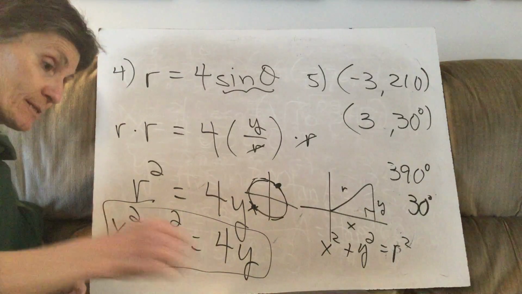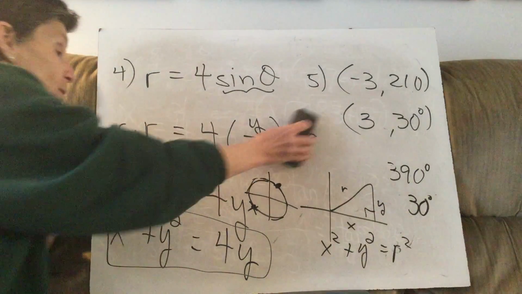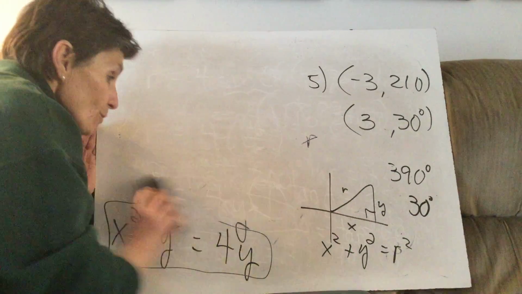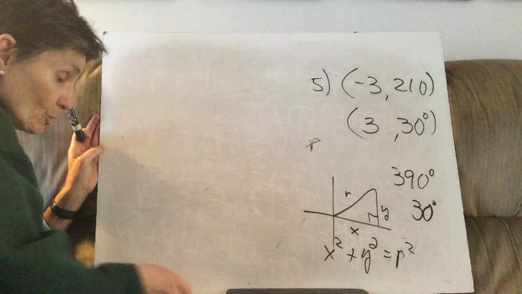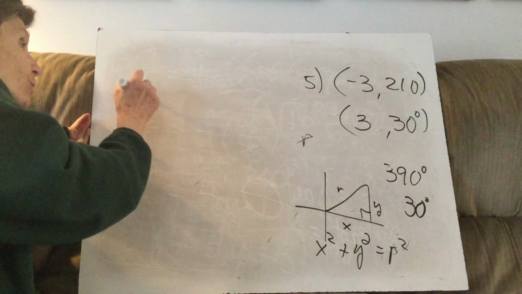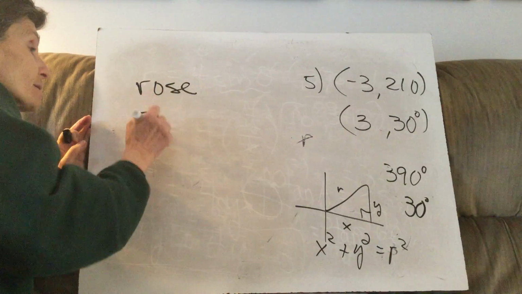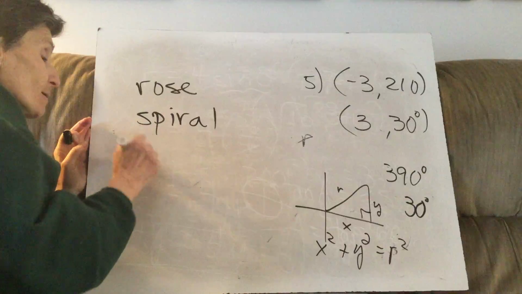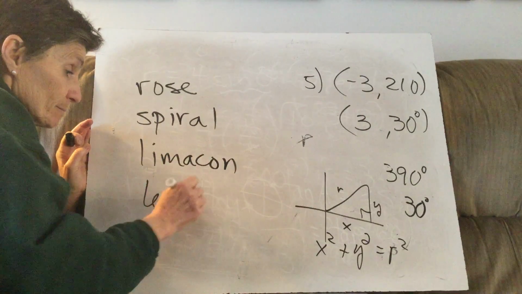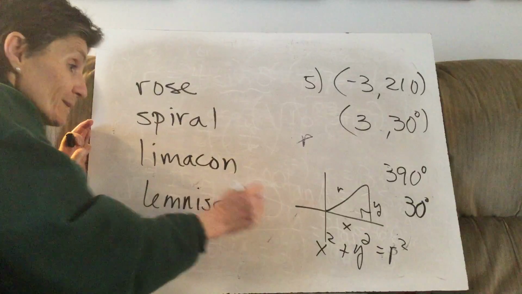And then number 6, we've already done this on a different quiz. I'll write them out one more time. Name the classical curves. The classical curves, remember, in any order, are the rose, the spiral, the limaçon, and the lemniscate. These are the 4 classical curves.